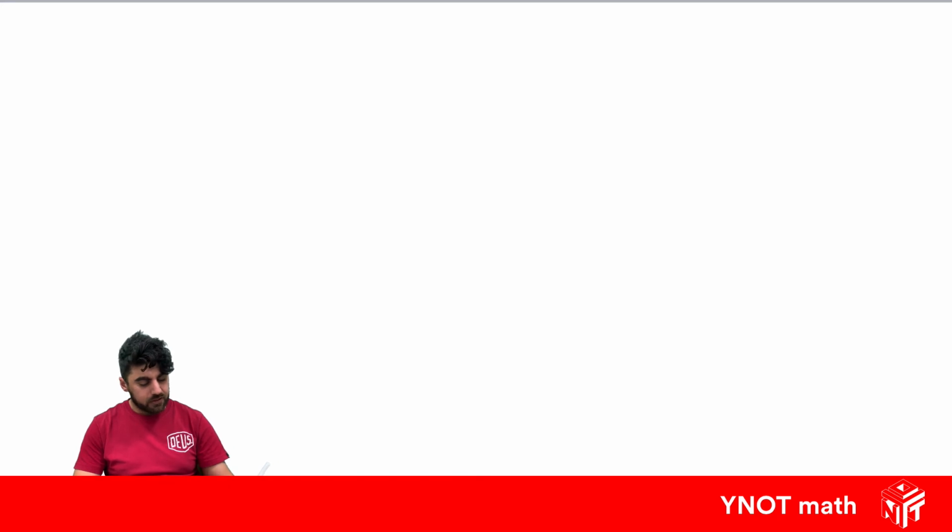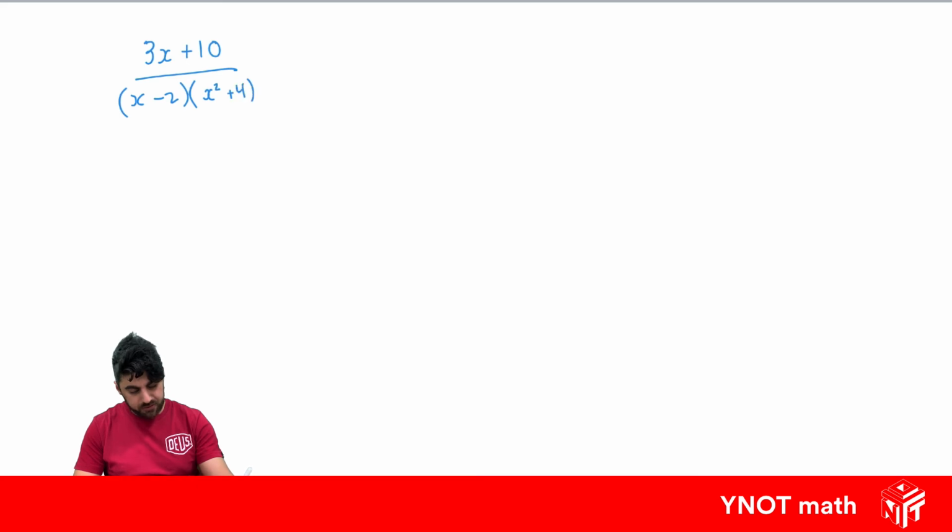So let's have a look at another scenario where we have quadratic factors in the denominator. So let's have a look at 3x plus 10 all over x minus 2 times x squared plus 4. So we've also got to make sure that the fraction can't be reduced any further. So these factors are non-reducible.